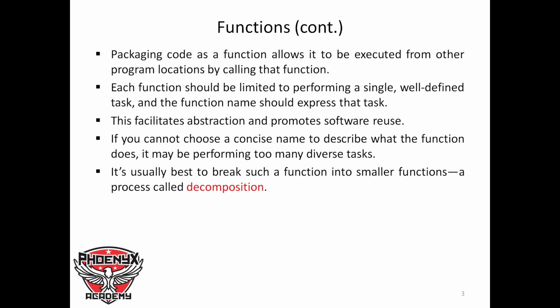Now, each function should be limited to performing a single well-defined task, and the function name should express that task. Once we have a function performing more than a single task, then we know we are running into a problem. This facilitates abstraction and promotes software reuse. If you cannot choose a concise name to describe what a function does, it may be performing too many diverse tasks. It is usually best to break such a function into smaller functions, through a process called decomposition.